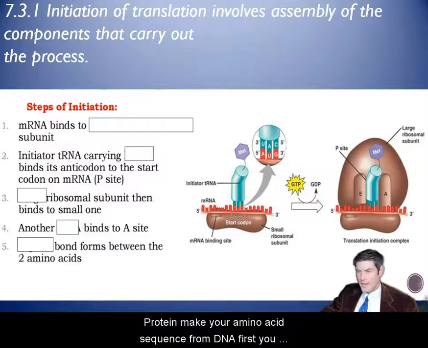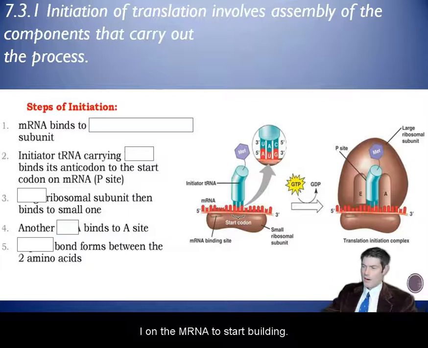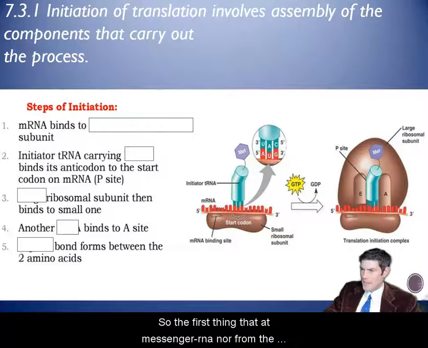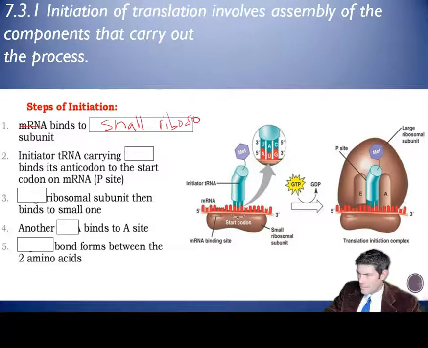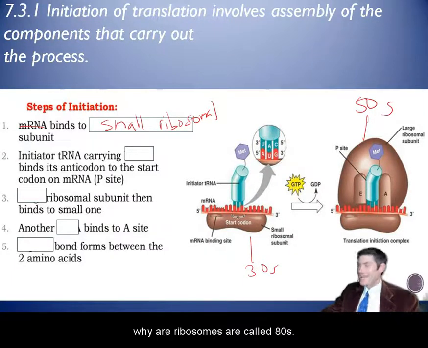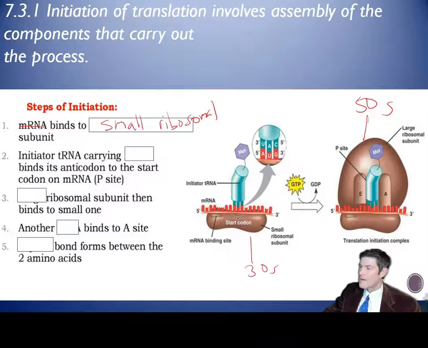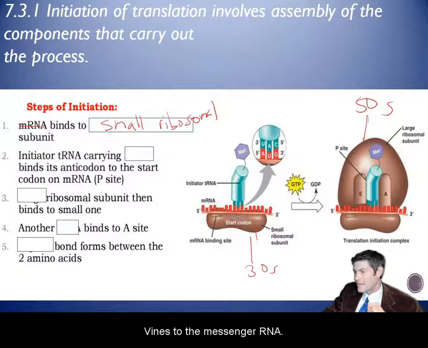protein, or make your amino acid sequence from DNA, first you have to have the ribosome come in on the mRNA to start building it. So the first thing, that messenger RNA from the DNA binds to the small ribosomal subunit, and that's 30S typically. This first part is 50S. So add them together, you get 80S. That's why our ribosomes are called 80S. But the small little bit, it looks like a hot dog bun, binds to the messenger RNA.